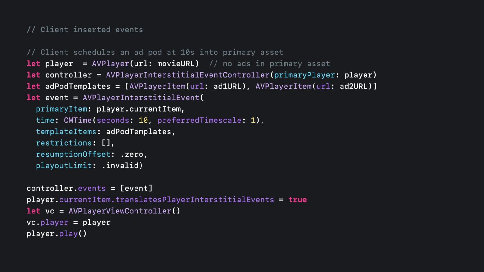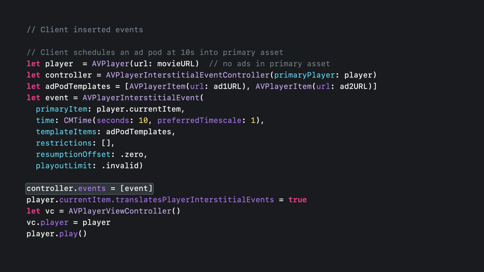In this sample, we see how one might schedule an ad pod containing 2 ads on an AV player. You create an AV player to play your primary asset. You then create an AV player interstitial event controller and set it on the AV player. You create an array of AV player items that represent your ad pod, then create an AV player interstitial event object where you specify the primary item to be the player's current item, as this represents your movie asset. The start time in this example is some 10 seconds in a playback, and the template items to be the ad pod that we created earlier. And after the object is created, you simply set it on the events property of the controller.